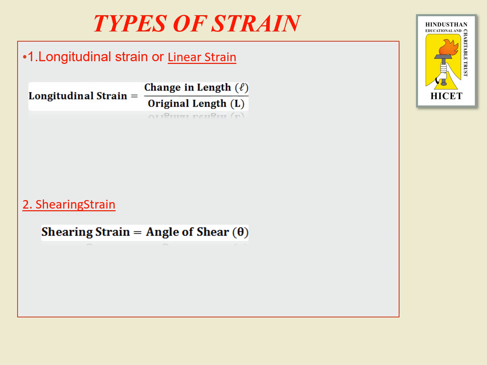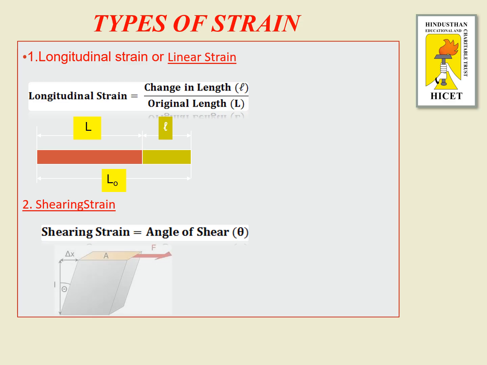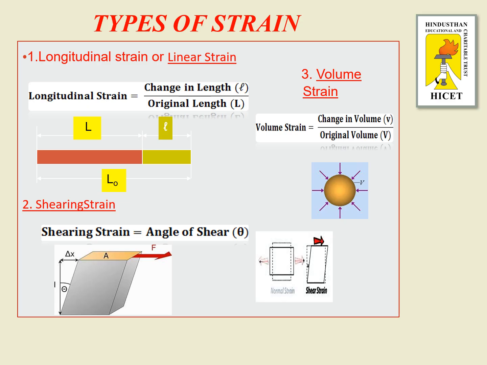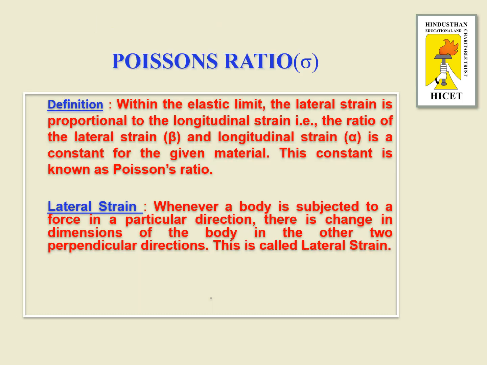Longitudinal strain or linear strain is equal to change in length, small l, divided by original length, capital L. Then shearing strain. Shearing strain is equal to the angle of shear theta, and the third one is the volume strain. Volume strain is equal to change in volume, small v, divided by original volume, capital V.